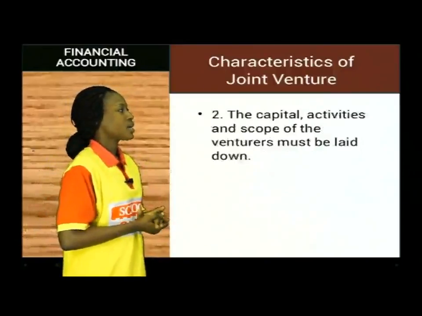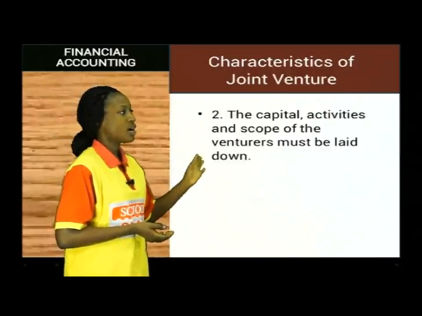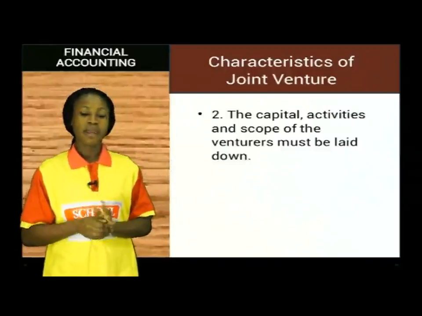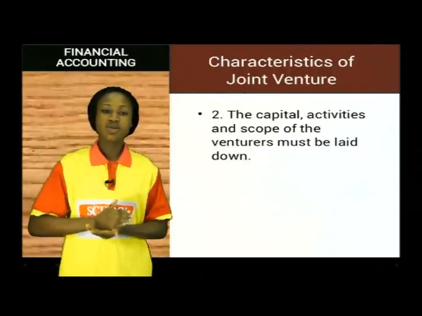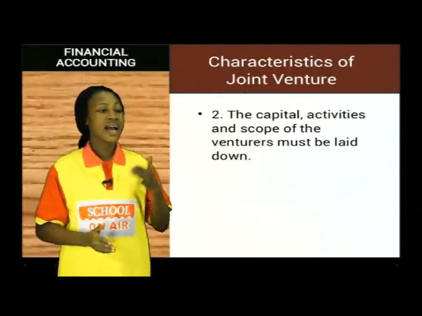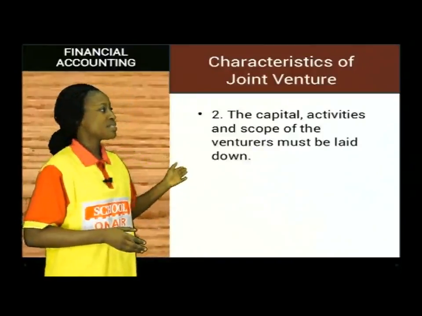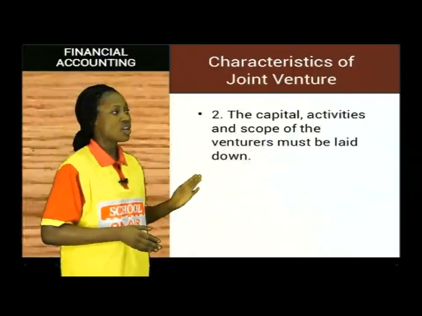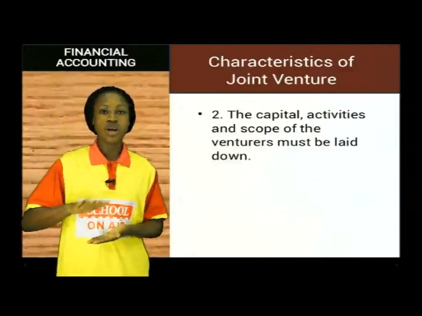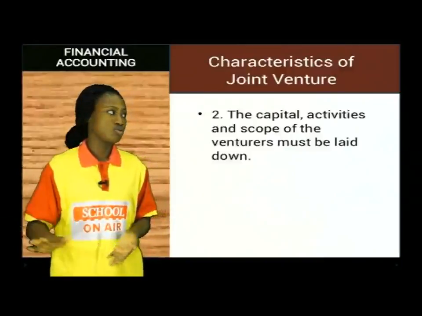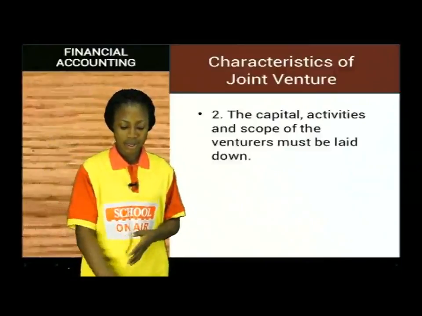The second point we need to consider is that the capital, the activities, and the scope of the venturers must be laid down. This is how we are going to do it. This is what Mr. A must do. This is what Mr. B must do. Mr. A has a distinct assignment. Mr. B has a distinct assignment. The capital, the activities, and the scope of the venturers must be laid down. Each individual venturer knows what he is going into the venture to do. This is another characteristic of a joint venture account.